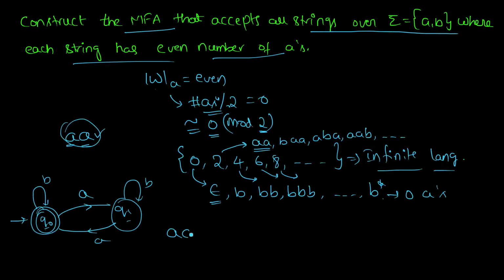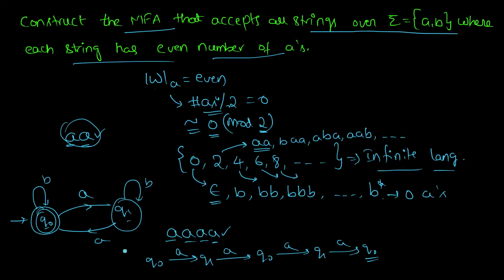You can try the string AAAA. On seeing A from Q0, it goes to Q1. On seeing A from Q1, it goes to Q0. On seeing A from Q0, it goes to Q1. On seeing this A from Q1, it goes to Q0. Since we have exhausted the string and we reached the final state, we say that this string is accepted. You can consider any string having an even number of A's. This DFA is going to accept it, and it is going to reject all those strings which do not have an even number of A's.